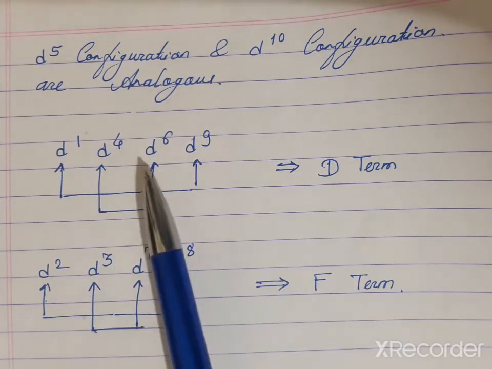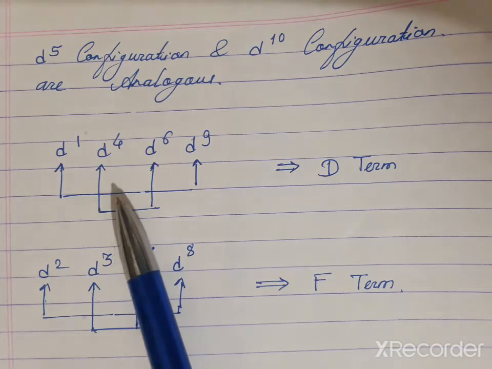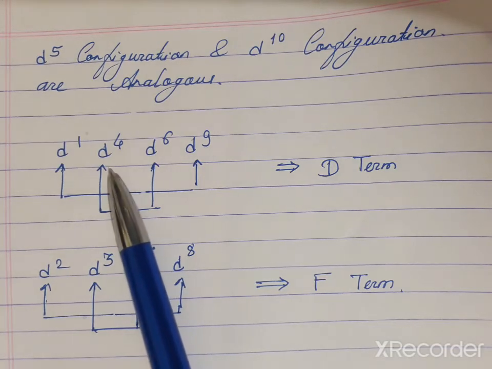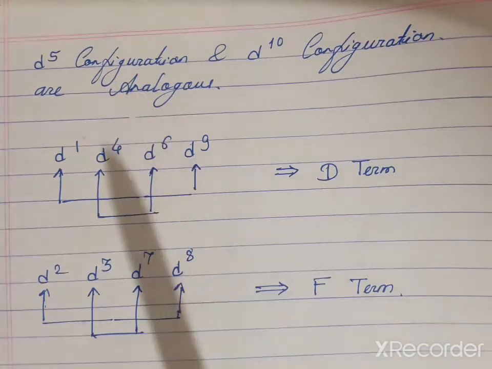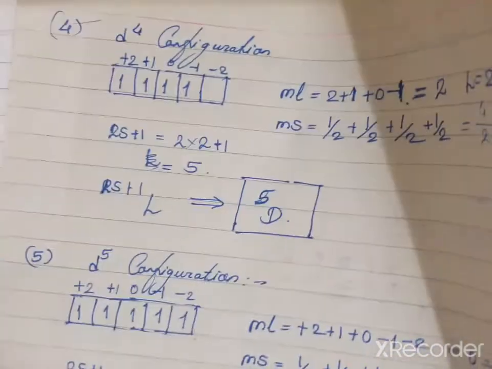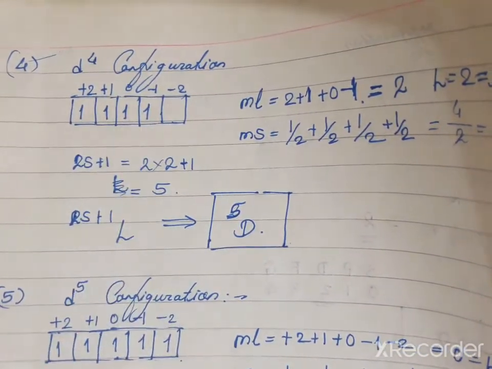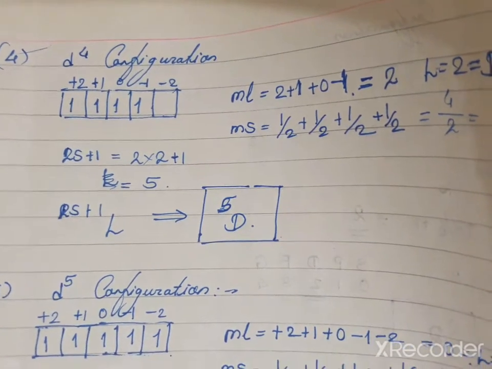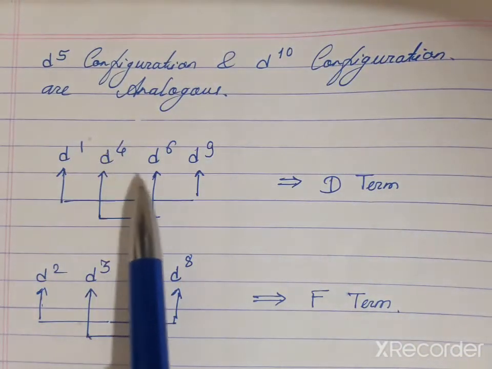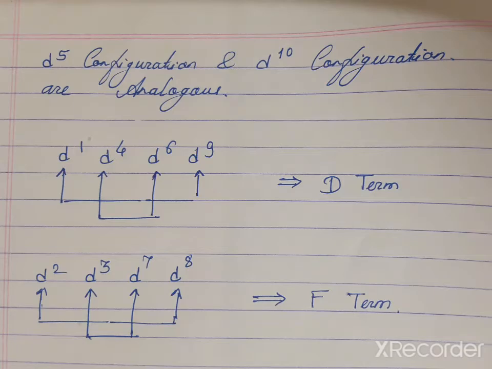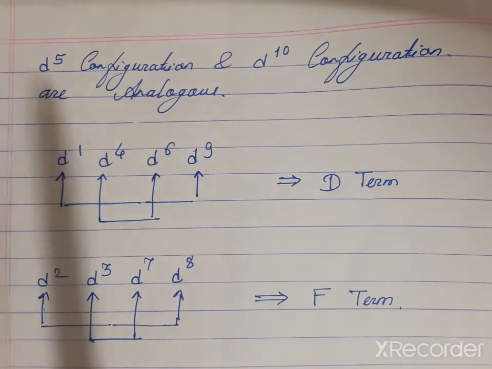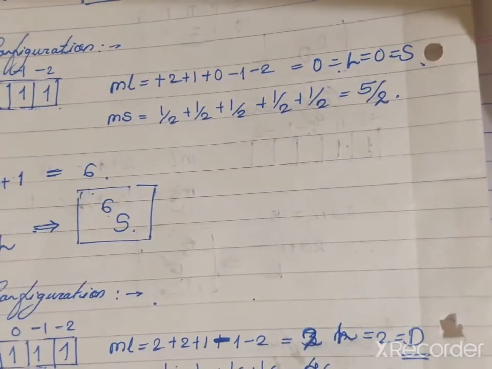Like that, d4 and d6 are also similar. For d4 configuration there are four unpaired electrons. In d4 configuration, look at this, there are 1, 2, 3, 4 unpaired electrons. Okay, and what about d6 configuration? D6 configuration also shows four unpaired electrons.